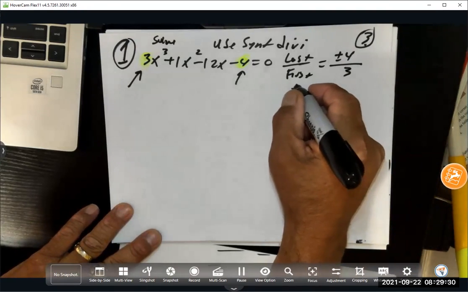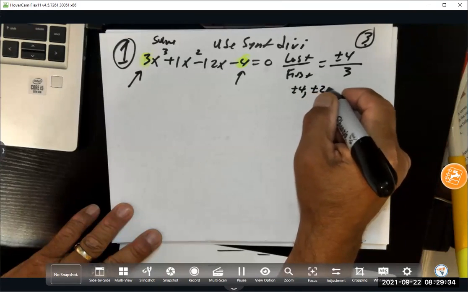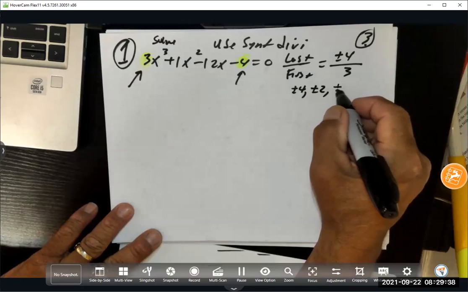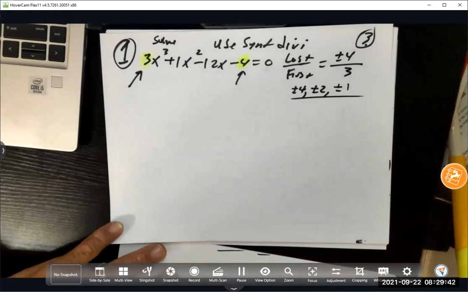Let's see. Plus or minus 4, that's for sure. How about plus or minus 2? That divides the 4. What else? Let's see. How about 1? 1, yes. Okay, so there they are.